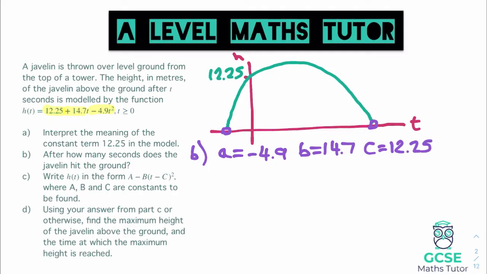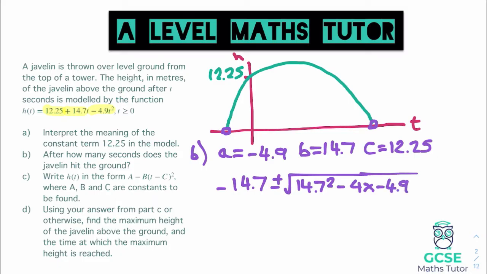So plugging this into our formula then. We've got minus b, so minus 14.7 plus and minus the square root of b squared. Now b is not negative, so I won't worry about putting it into a bracket, but 14.7 squared, and then minus 4ac. So we have to extend that because we've got quite a lot going on here. So 4 times a, which is negative 4.9, so times negative 4.9, times c, which is 12.25. There we go, just about fit all of that on the screen. And that's all over 2a. So all over 2a, a is minus 4.9, so 2 times negative 4.9.